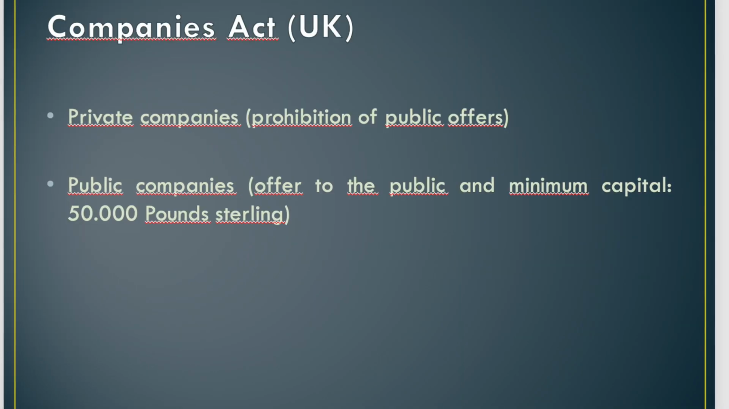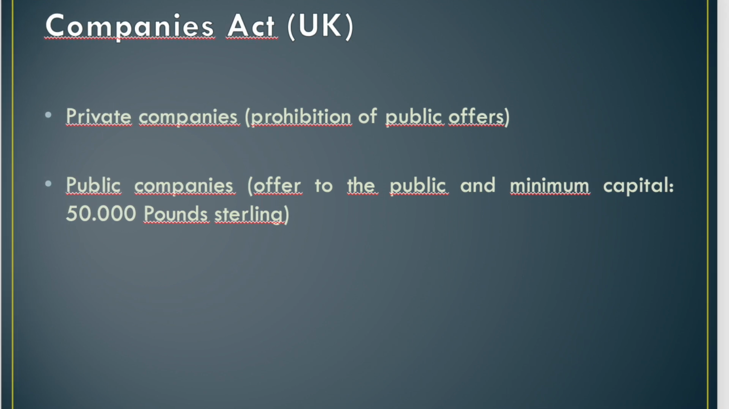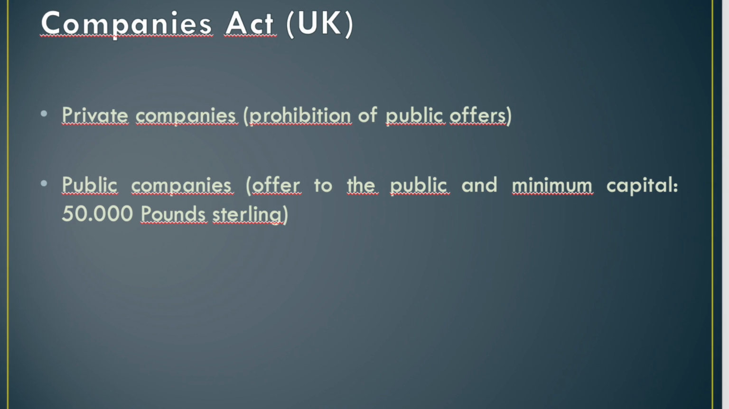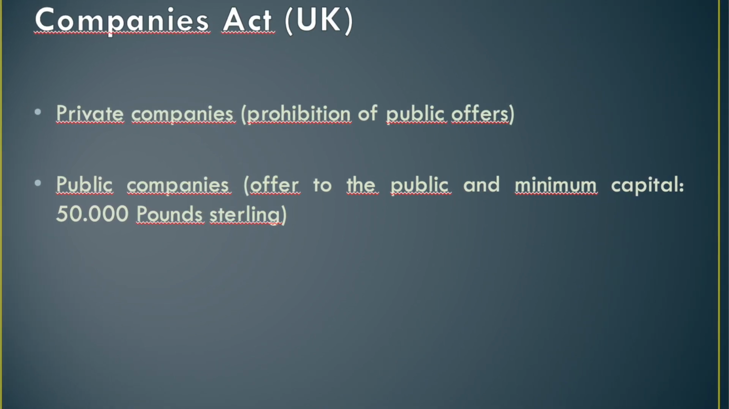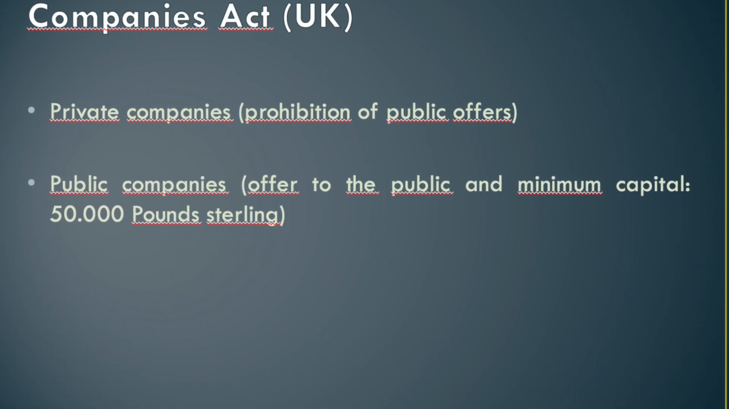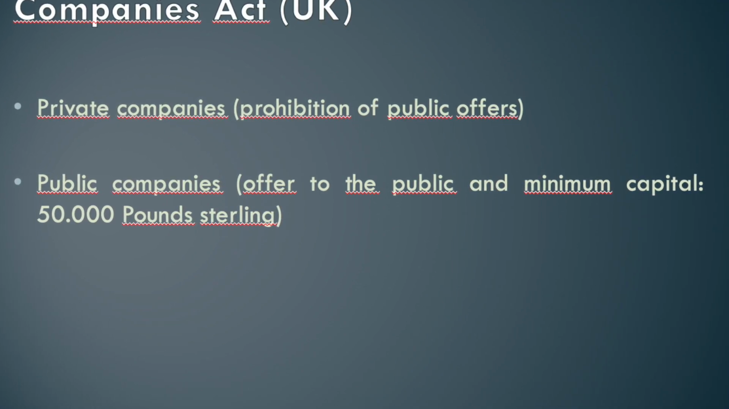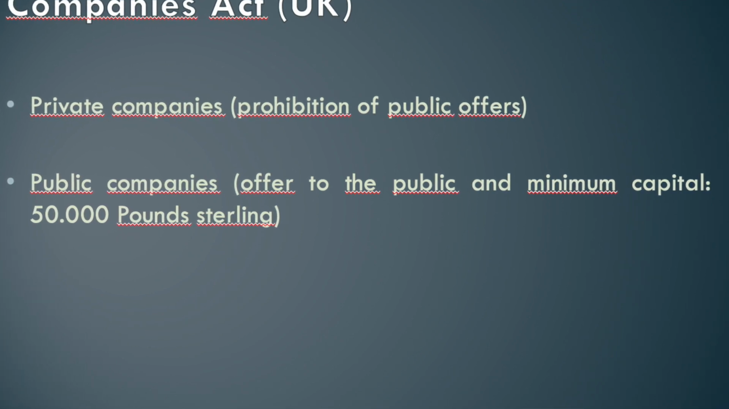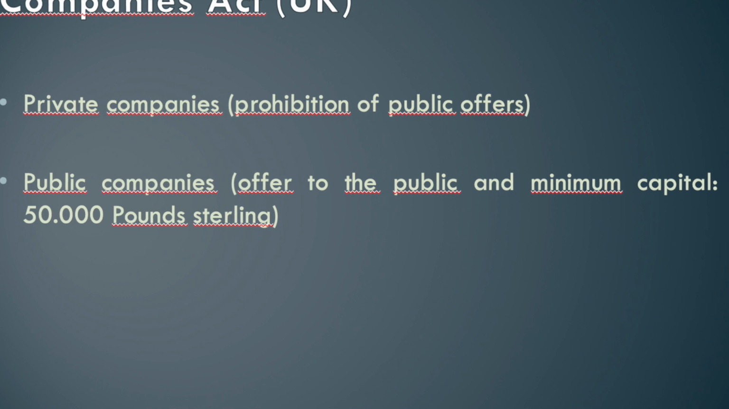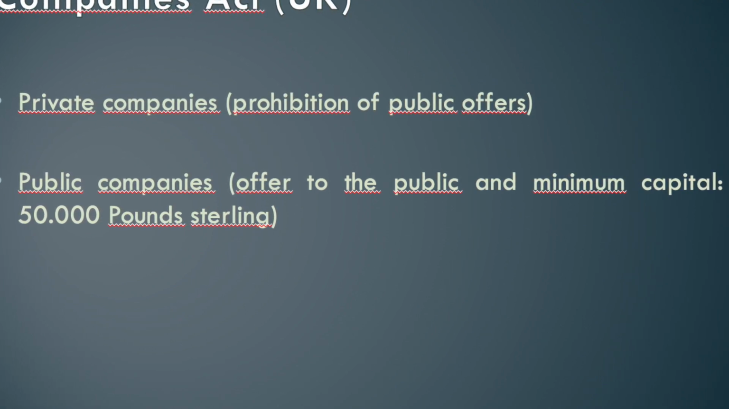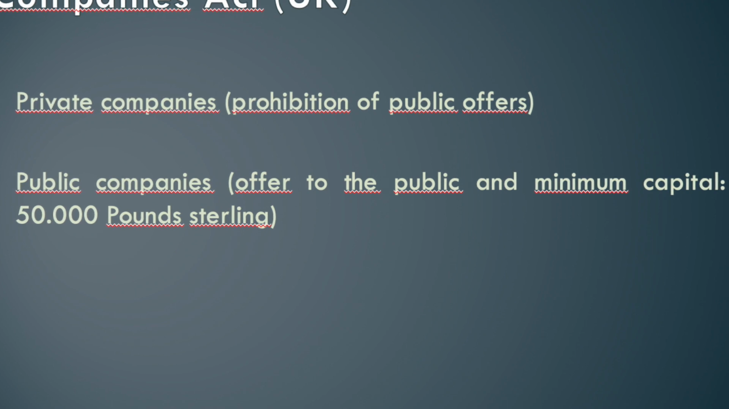But if we go to the United Kingdom, then we see different kinds of companies. We have private companies, a kind of company that cannot make public offers, and public companies that should have a capital of at least £50,000 sterling, and these companies can make public offers to the public. So we see that it's not the same kind of companies in Spain and in the United Kingdom. They could be similar in some ways, but from a strict point of view, these are different kinds of companies.